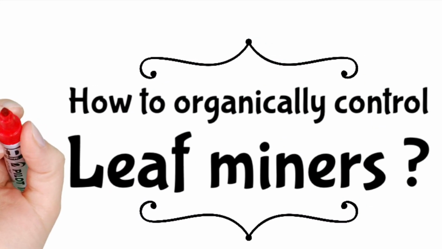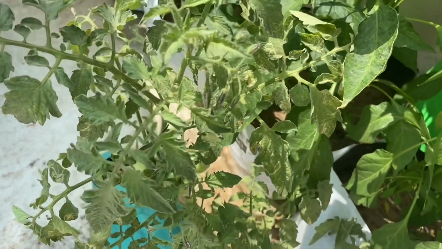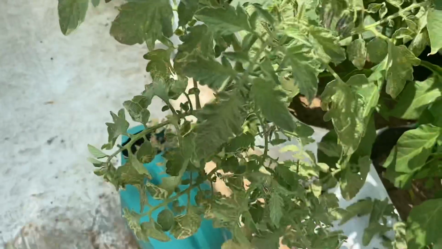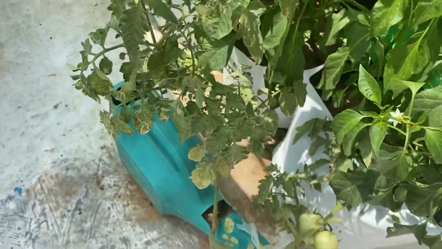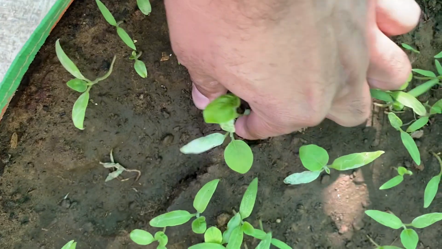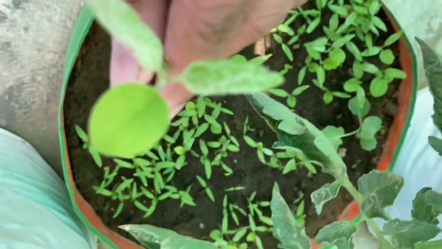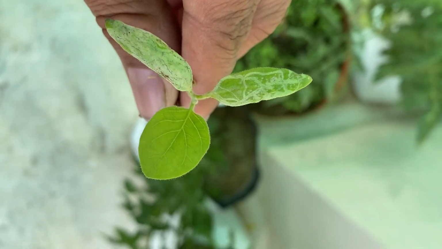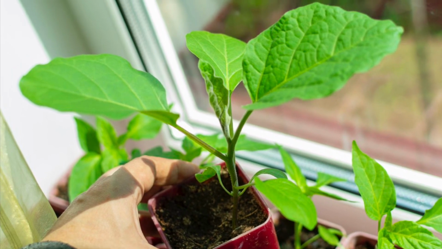Now talking about their control. There are various methods by which you can control this pest. Let's start learning each one of them step by step. So here are some organic control and prevention methods for leaf miners. First, check your transplants for leaf mining damage before planting out in your vegetable garden. Avoid seedlings which are infested with leaf miners so that our new plants are infestation free.